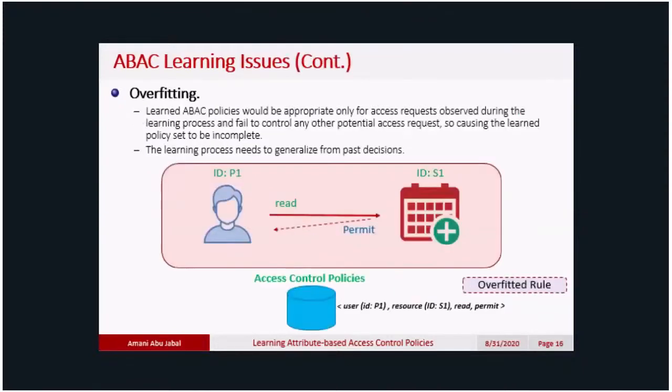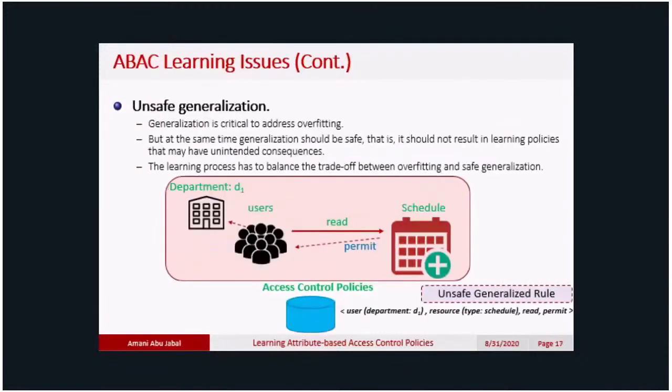Another issue is overfitting. Overfitting refers to the situation when the learned APAC policies are appropriate only for the access requests observed in the learning process and fail to control new access requests, so causing the learned policy set to be incomplete. To overcome the overfitting problem, usually generalization is the solution. However, generalizing a rule should not be unsafe. This is an example of an unsafely generalized rule. This rule is unsafe because it allows all users in a specific department to access any resource.